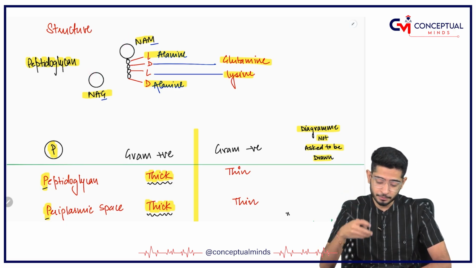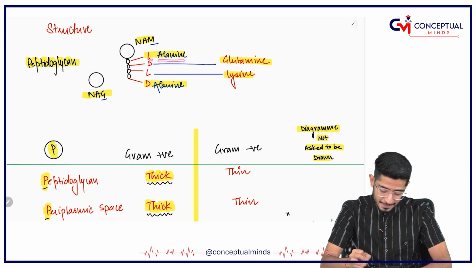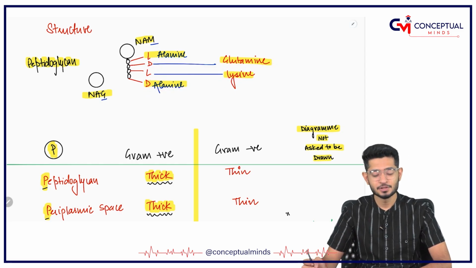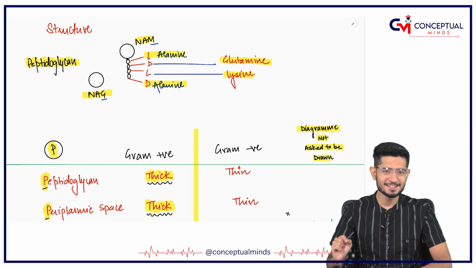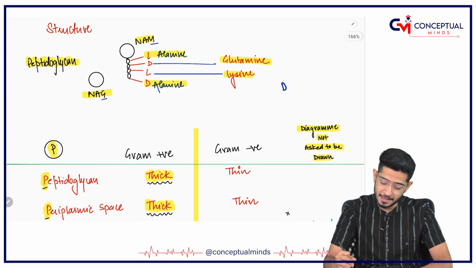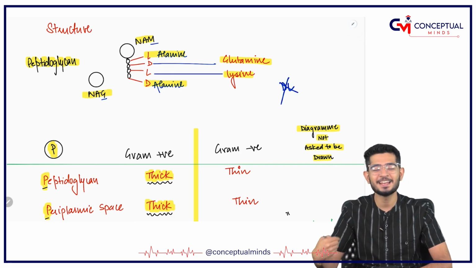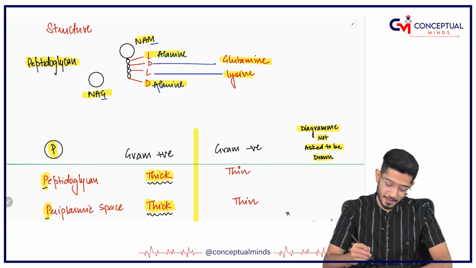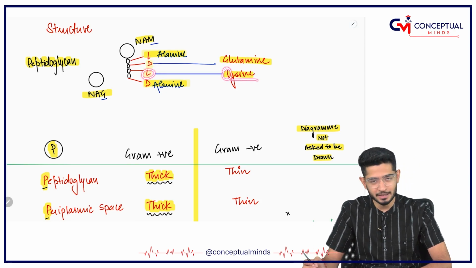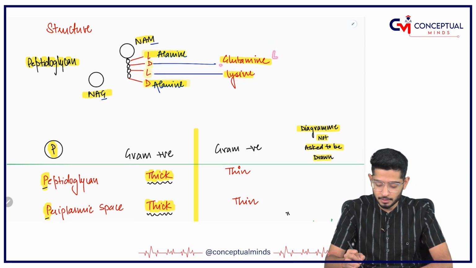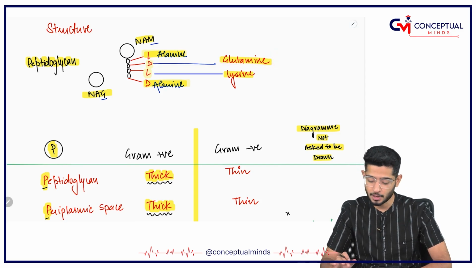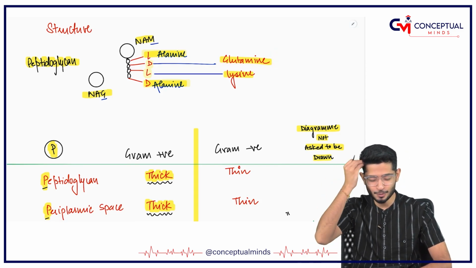So NAM has got 4 amino acids: L-alanine, D-glutamine, L-lysine, D-alanine. So LDLD. Remember, this is not DL, that's not Delhi, this is LDLD. L for L-alanine, D last alanine. So first and last are alanine. Remaining ones are D and L. So L is there, so you can remember another L, that is lysine. The remaining one you have to remember, that is glutamine. Remaining one you have to glue into your brain, that it is glutamine.